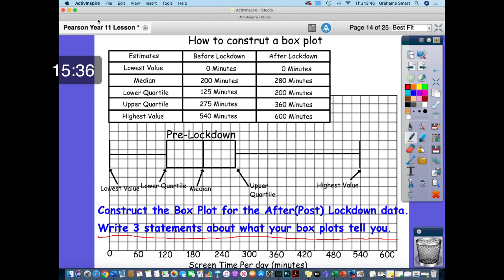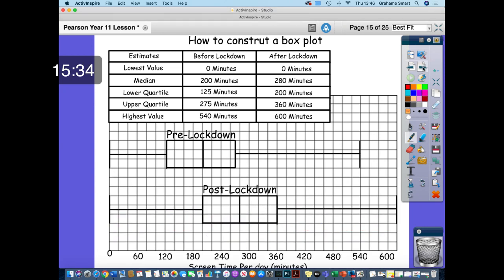Okay, folks, just put this there. There's the post-lockdown box plot, so they're next to each other. And of course, if you're thinking about it from an exam question point of view, we're looking for the key things to be correctly put onto the scales. You've got your lowest value, your highest value, your upper quartile, your median, and your lower quartile.